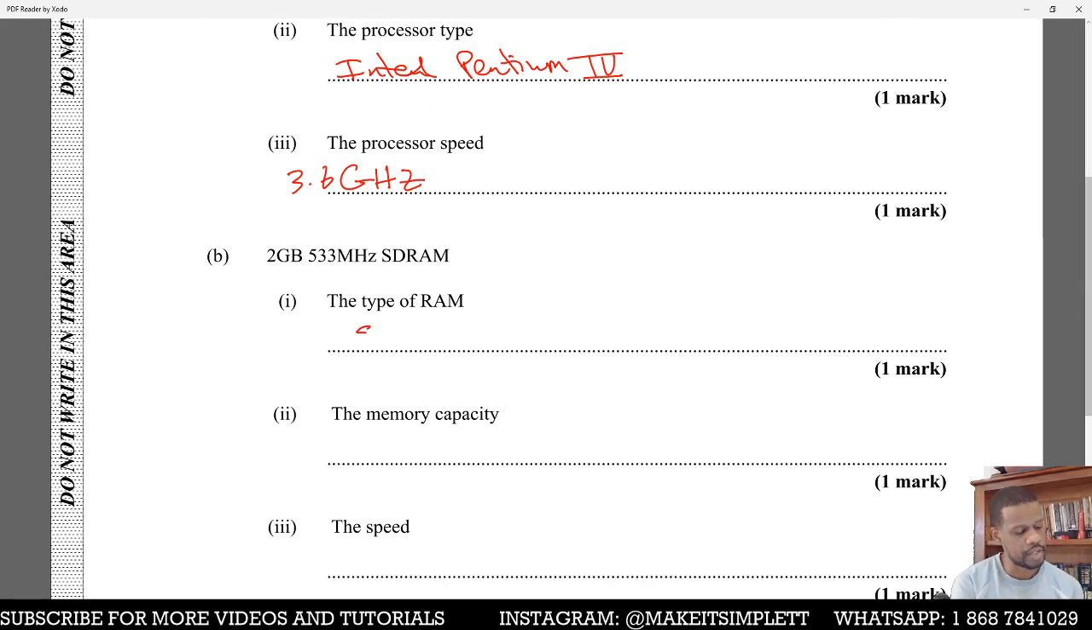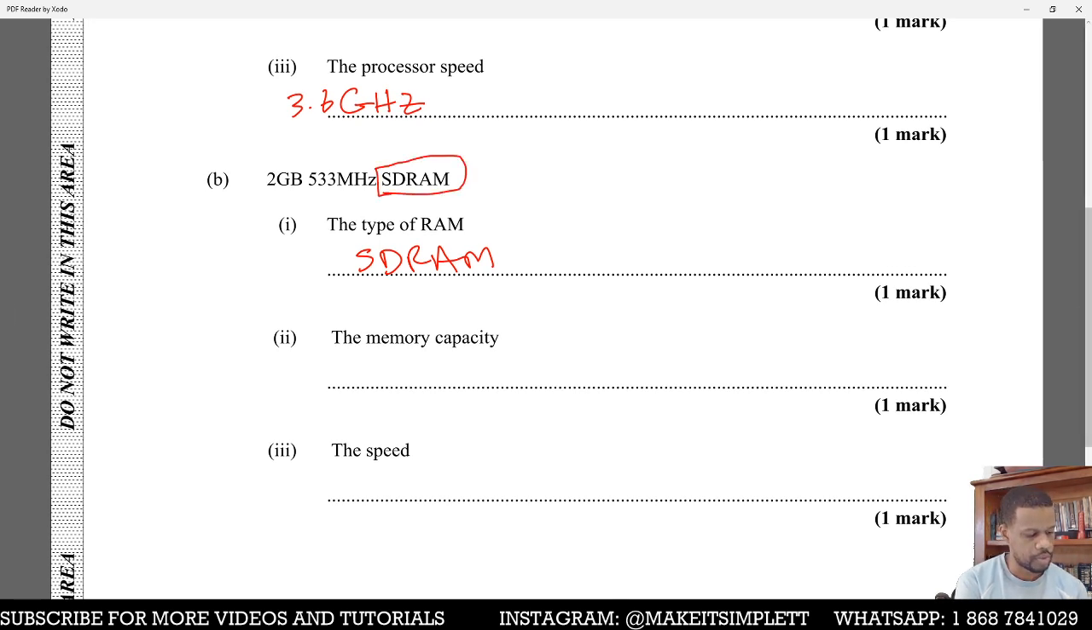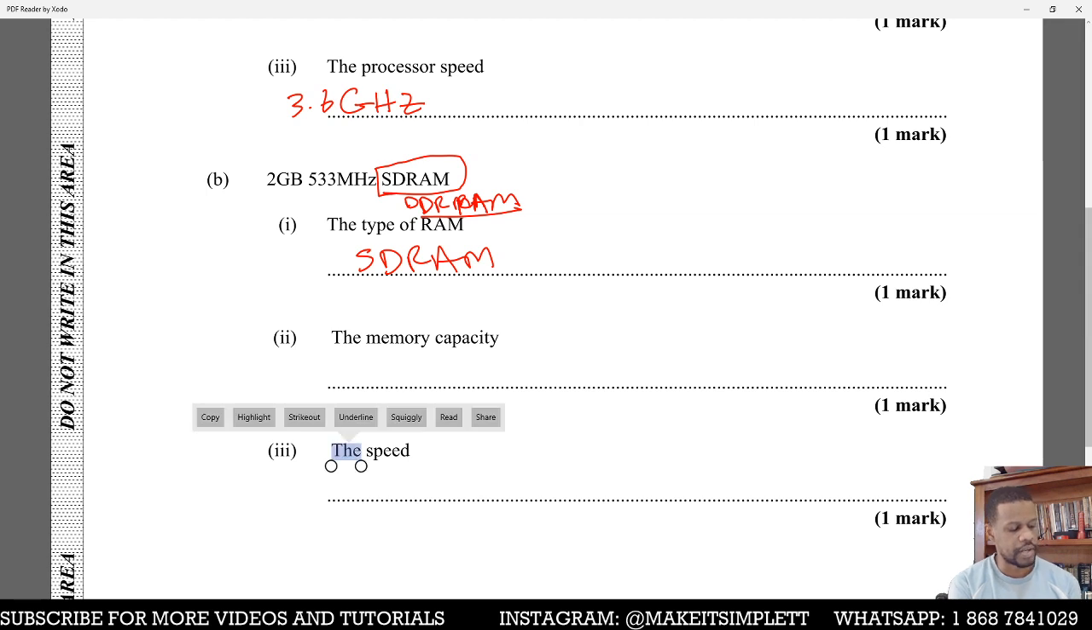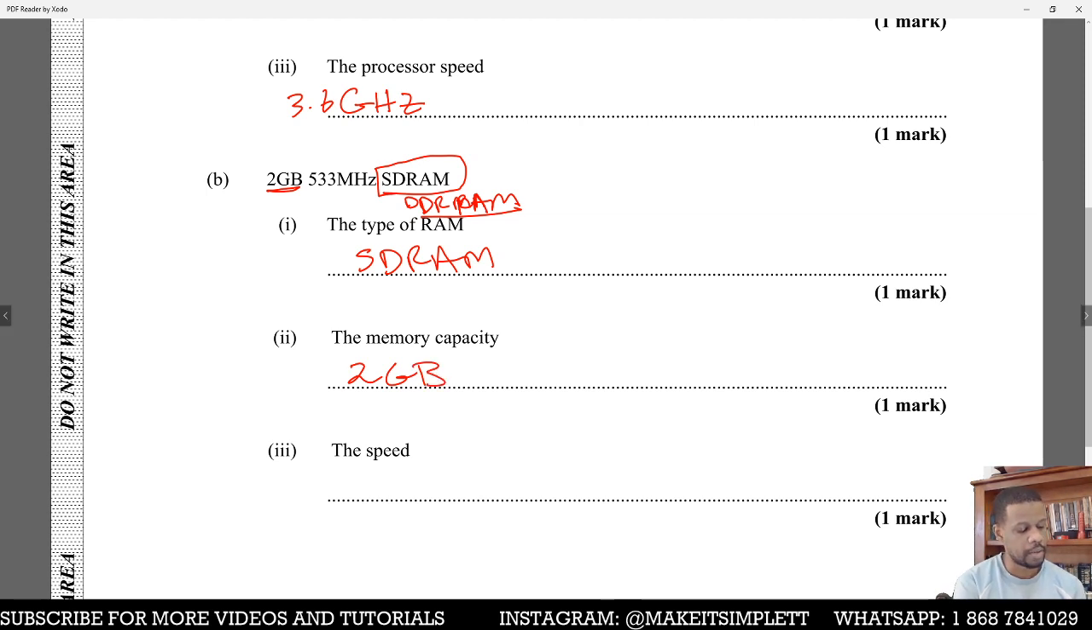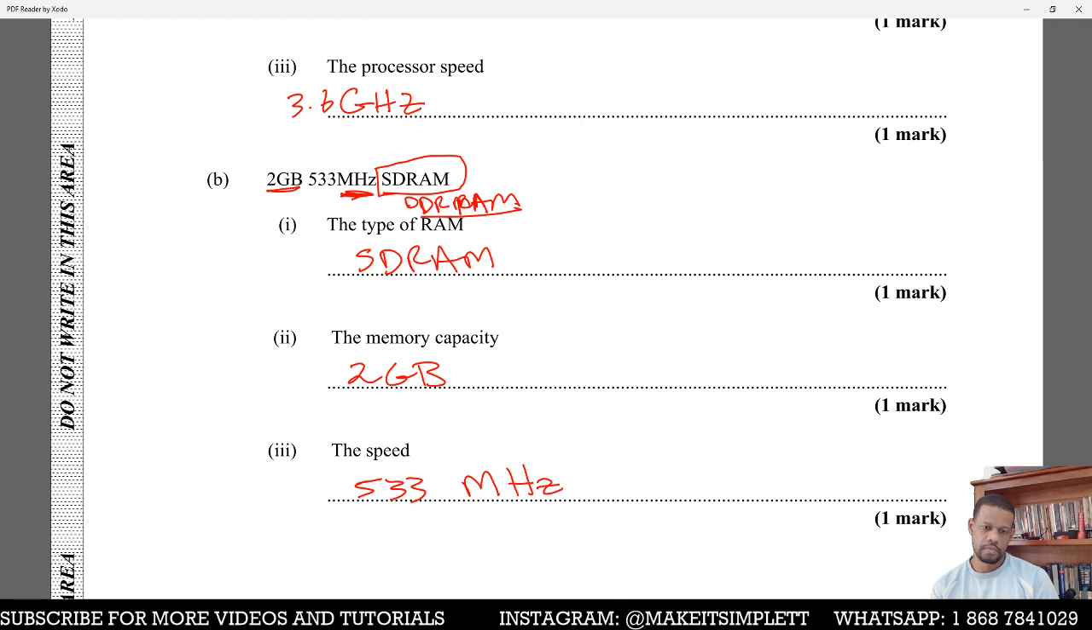All right, type of RAM is SDRAM. Memory capacity. So the type will always have SDRAM and then DDR. You might see either one or the two. Memory capacity, well, that's easy. Capacity, 16 gigabytes, so this capacity, 2 GB. And for the speed of the RAM, just put the number there in front of it, so 533. Any questions?